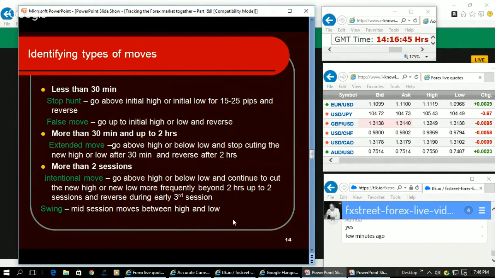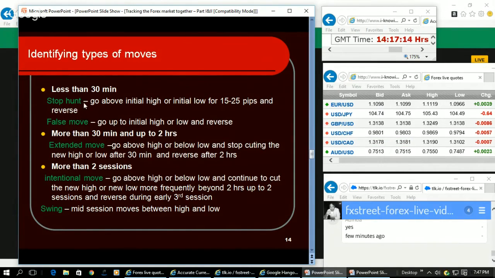The market moves are vital, especially the type of moves they are making, which will indicate what is going to be the subsequent move in this particular session. Now, we can broadly classify the moves into quick moves and slow moves. The intentional move and the swings are the slow moves. They are slow, pip by pip. They gain or lose levels.